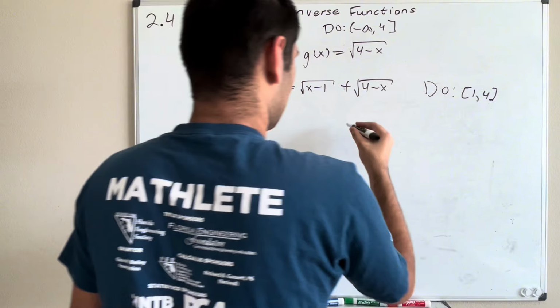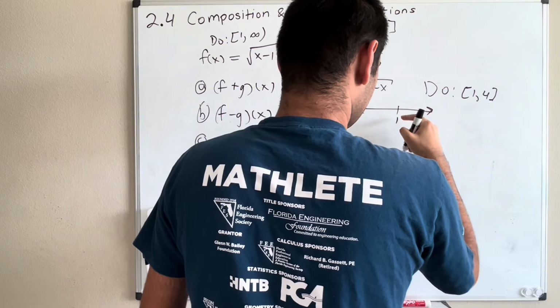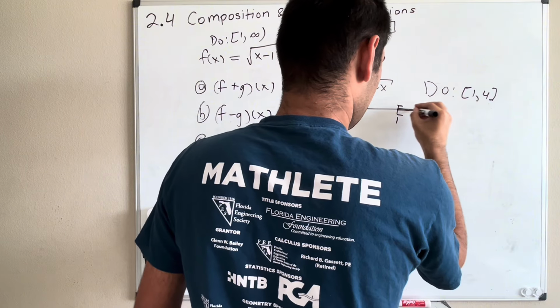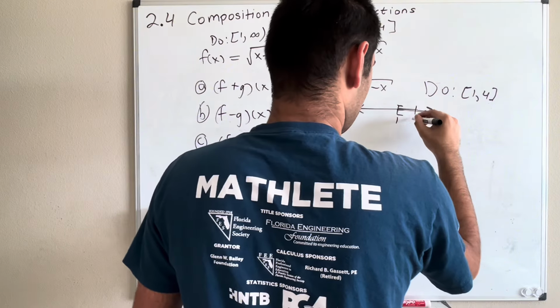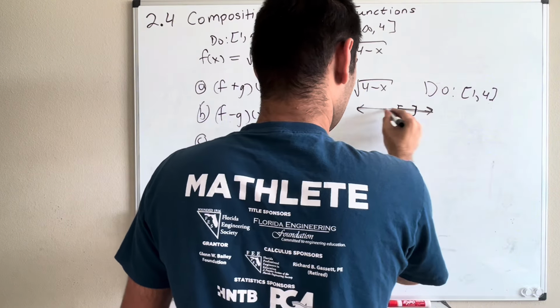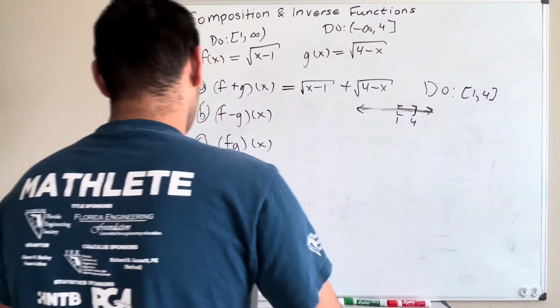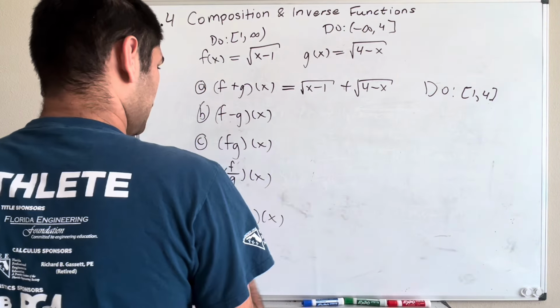If we draw a number line, and let's say this is 1, this one is 1 included to infinity, so it's going that way. For this one, it's negative infinity to 4. If 4 is right here, then it's all of this stuff right here. So the only stuff they have in common is between 1 and 4.